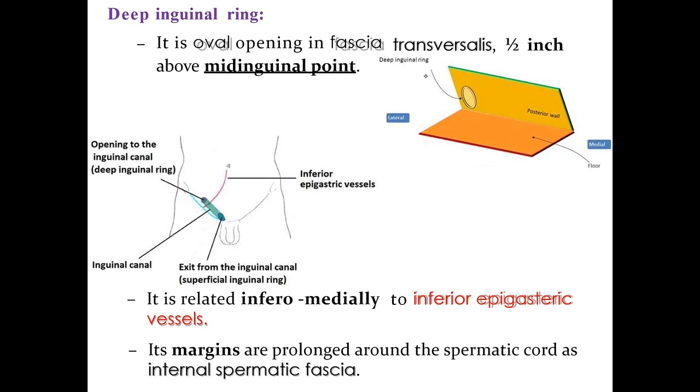Okay, now the deep ring, its margins are prolonged around the spermatic cord as internal spermatic fascia. We are going to discuss more on this when we are talking of the spermatic cord.